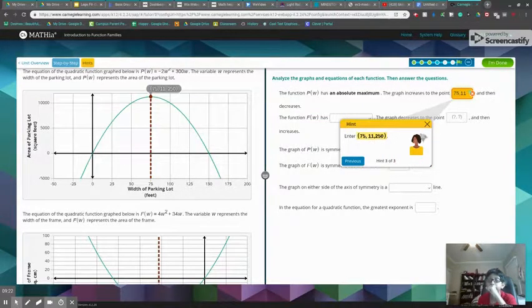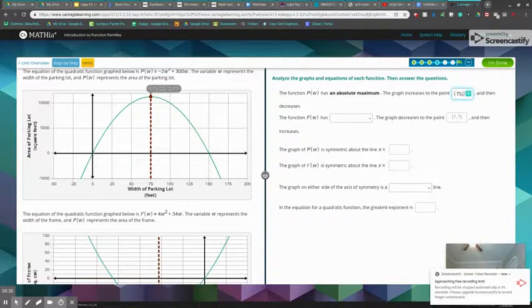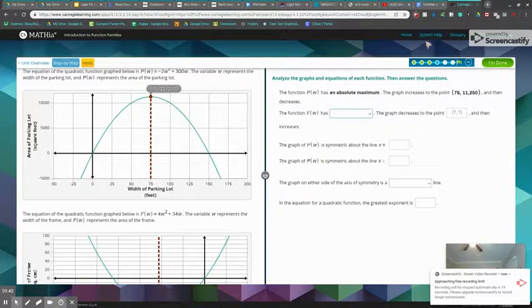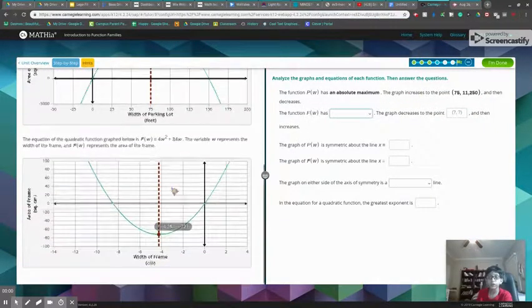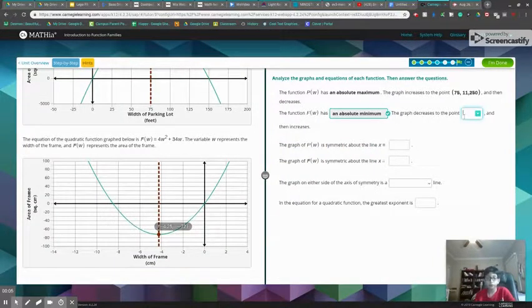That's... I did that. Are you telling me that I have to put the parentheses around that? 75, 11, 250. There's your parentheses. Okay. Okay, now FW has an absolute minimum. And its point is, parentheses, negative 4.25, comma, negative 72, enter.